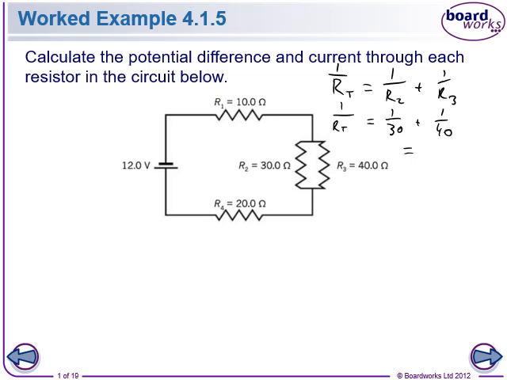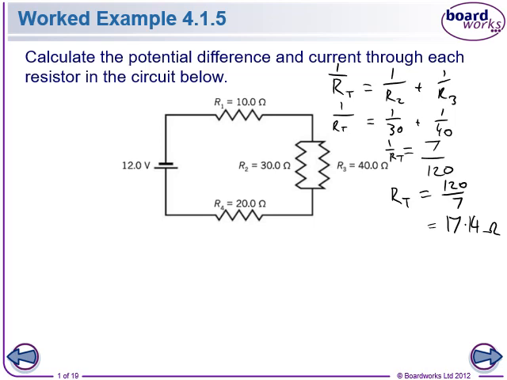2 over 120 is 7. What is 7 over 120? 7 over 120 is 1 on RT. All right, so therefore RT, if we flip them both, is 120 over 7. Someone work that out for me, please. 17.1429. Thank you. 17.14 ohms. Okay. So our equivalent resistance is 17.14 ohms.